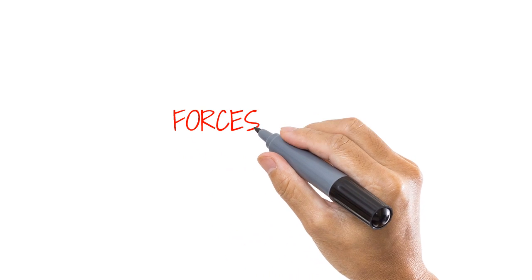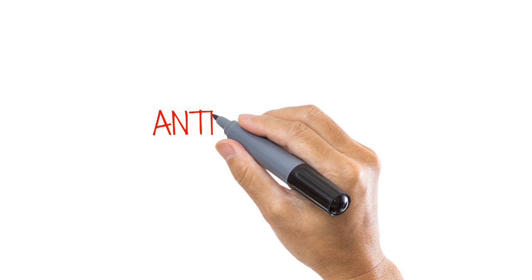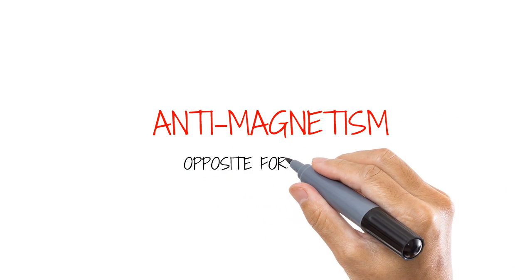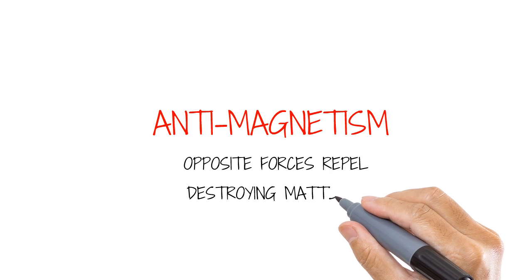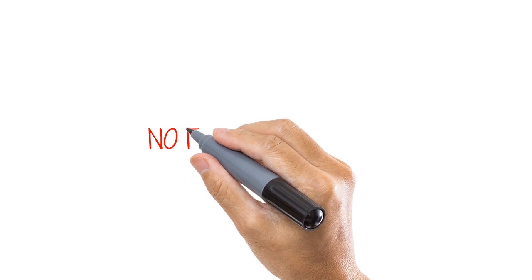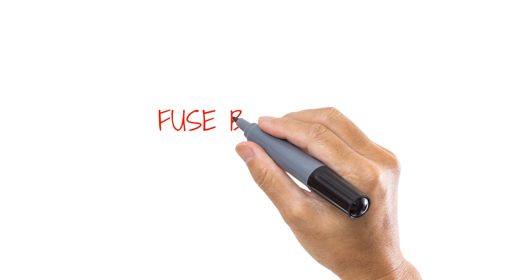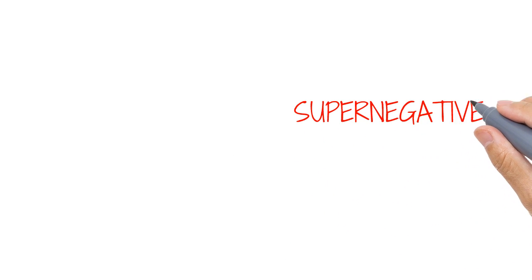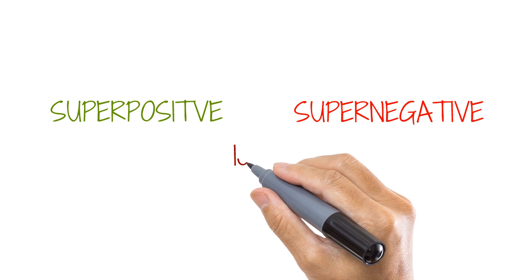Okay, but what's the opposite of magnetism? With magnetism, opposite forces, north and south, attract, and forces of the same charge repel. Easy, right? With anti-magnetism, if we can get opposite forces to repel, that could change the way we think of any law of physics. It could destroy matter. Okay, maybe that's not constructive. Maybe we can fuse brand new ionic atoms to make super positive or super negative atoms.